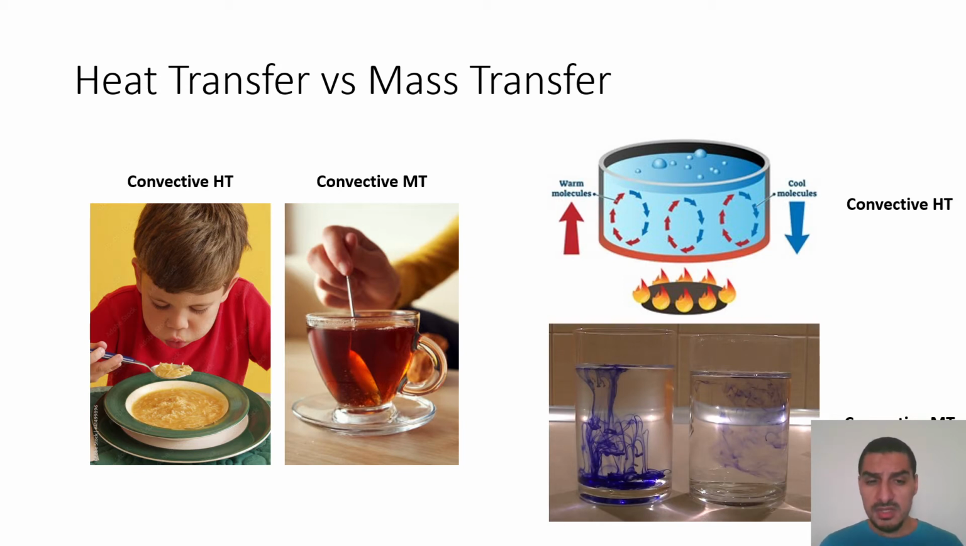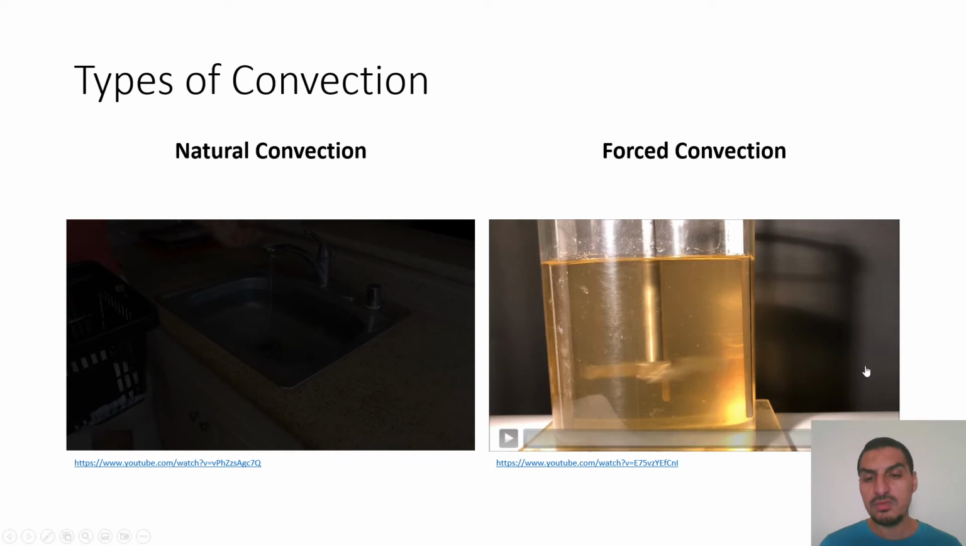So it seems that there is some difference between mass transfer in this case and in this case. Here we apply external force, and here we just depend on the difference in densities. They're both convection, but it's not the same thing. So to differentiate between them, we have what we call natural convection and forced convection. These are the main two types of convection.